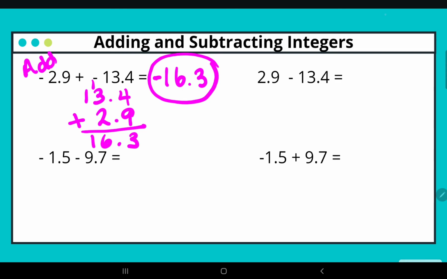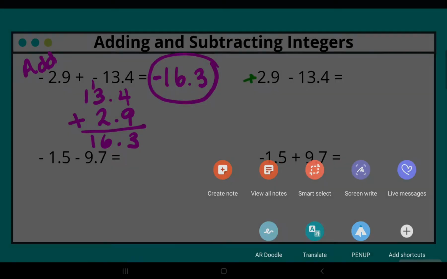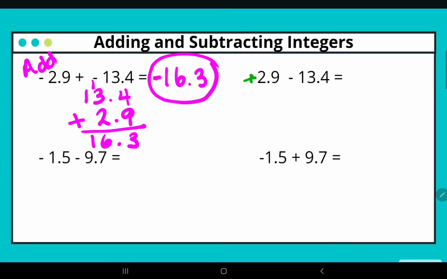Now let's look at the other example where the numbers are the same, but the signs are a little bit different. So here I have a positive 2.9 and a negative 13.4. So if I have different signs, because this is in essence a positive, then I know I need to subtract. Okay. So 13.4 minus 2.9. Here we need to borrow.